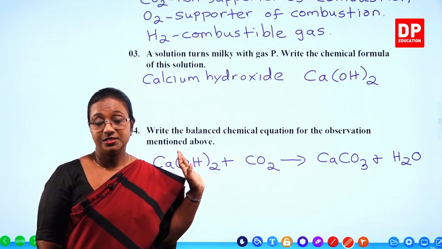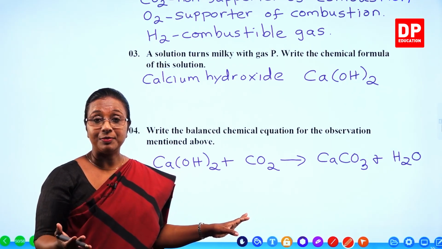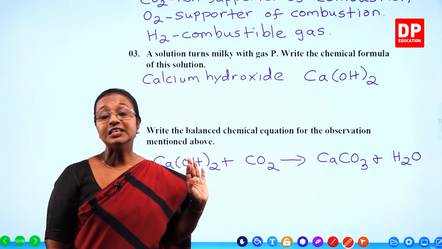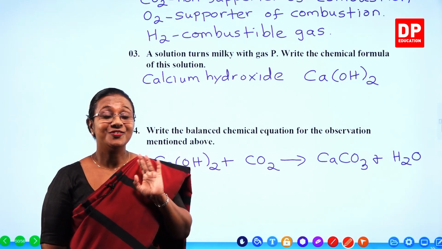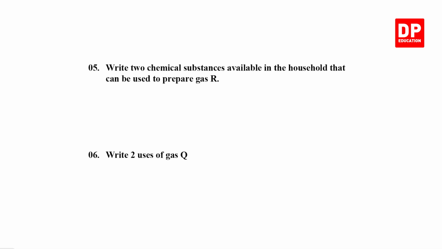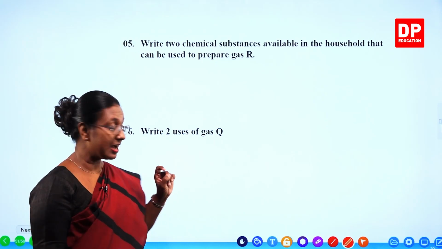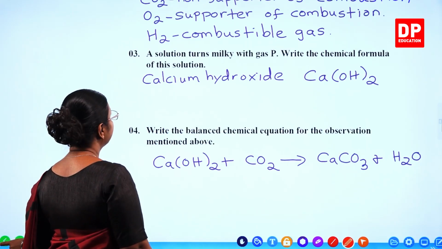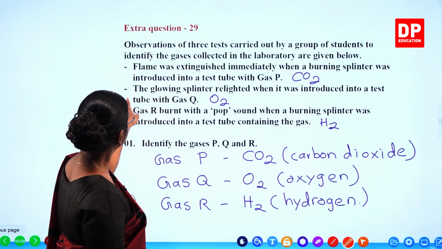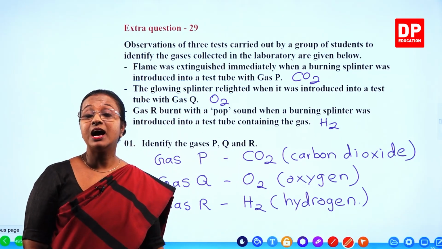Is this clear, students? So you should be familiar with the observation, why that happens, and you should know to write the equation as well. So with that, we'll move on to the next question. Part 5. Write 2 chemical substances available in the household that can be used to prepare gas R. So I'll check what gas R is again. Now we identify the gases. Here gas P is CO2, gas Q is O2 and gas R is hydrogen.